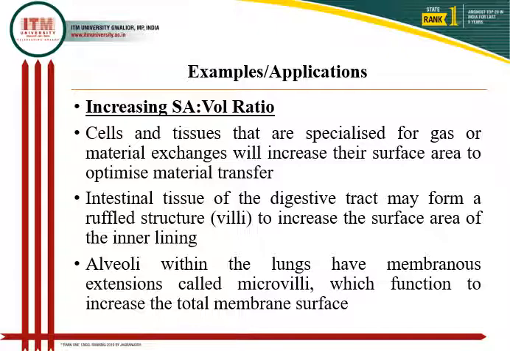Intestinal tissues of the digestive tract may form ruffled structures called villi to increase the surface area of the inner lining. Alveoli within the lungs have membranous extensions called microvilli, which function to increase the total membrane surface. This shows that all the structures and tissues have arrangements to increase the surface area so that the surface and volume can be controlled.